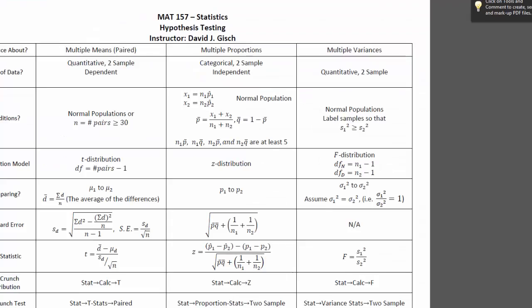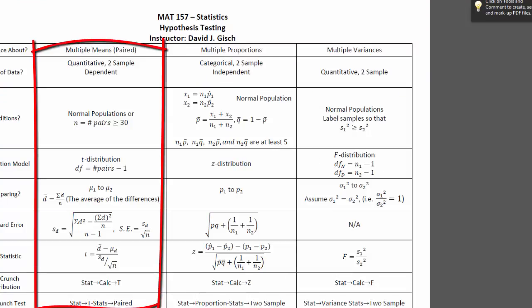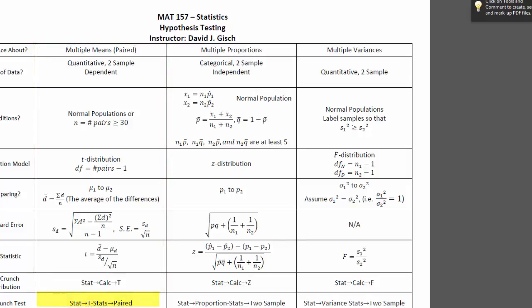If you look on the formula sheet, by the way, we are in multiple means. This is paired. It's dependent. So we're in this first column. There's all our formulas. These formulas are kind of nasty, just because the S sub d, the standard deviation of the differences, is a little bit nasty. But down in the bottom, StatCrunch, that's where you go. However, it's a little bit harder than that. There's a couple little things you need to click and do, so let's demonstrate that.